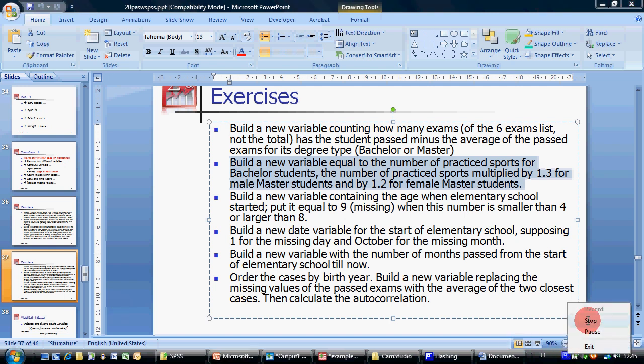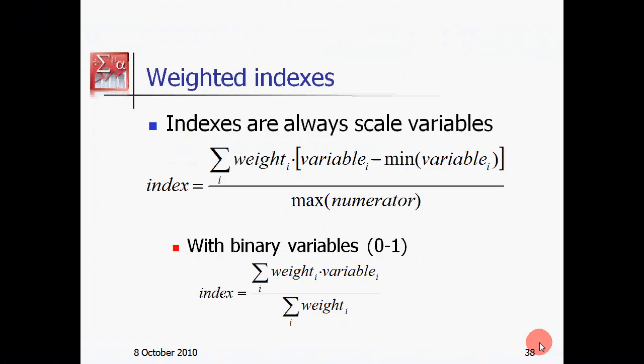Okay, let's see now how to build indexes. Indexes are a sort of summary, a collection, an indicator of several variables. Usually these variables are scale or ordinal, but they may also be nominal. The typical usage, however, is when these variables are ordinal and you want to sum up everything which the person says. First of all, indexes are always scale variables. So whenever you build an index, take into consideration that you're building a scale variable.